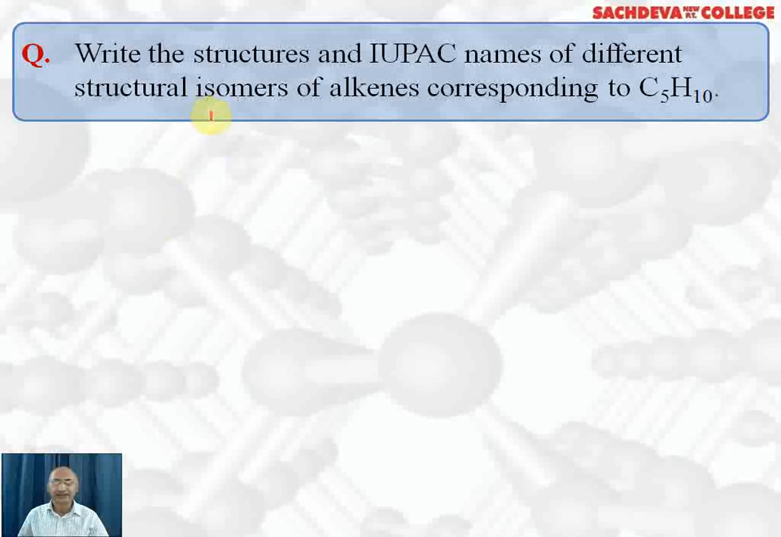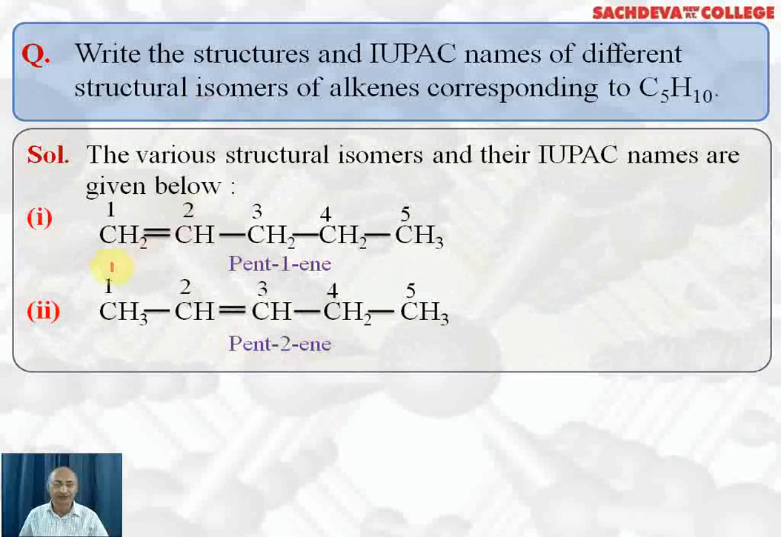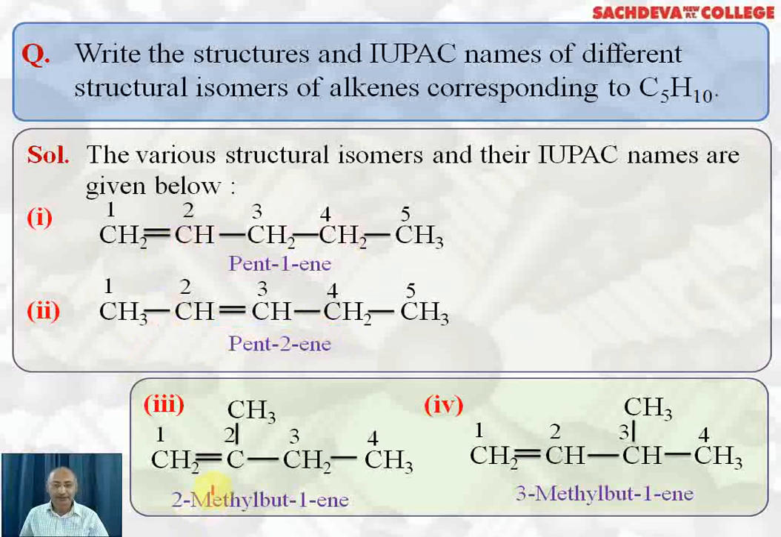Next we are writing the structure and IUPAC names of different isomers of alkenes corresponding to C5H10. The first isomer will be pent-1-ene. Why pent-1-ene? Because the double bond is after the first carbon atom. Let us shift the double bond after the second carbon atom, so we'll get pent-2-ene. The third isomer is a branched chain, 4 carbon atoms in the straight chain, methyl group at the second carbon, double bond after the first, so we call it 2-methyl-but-1-ene.